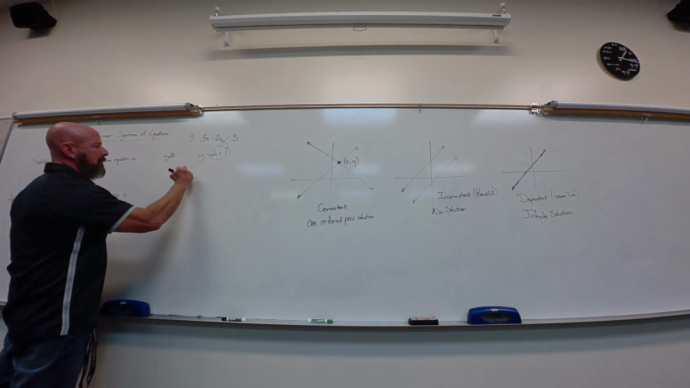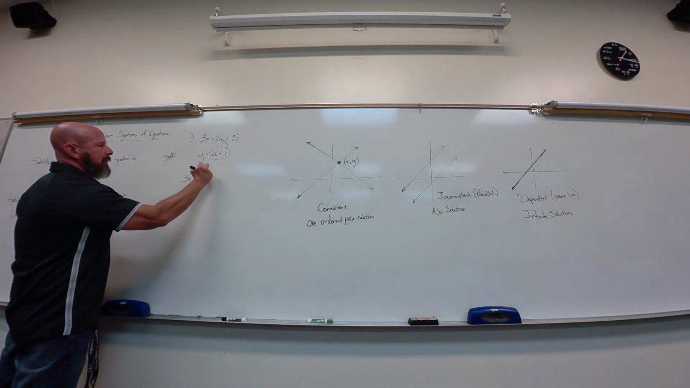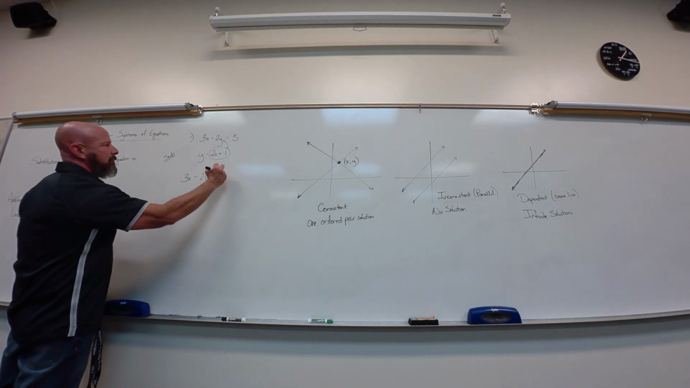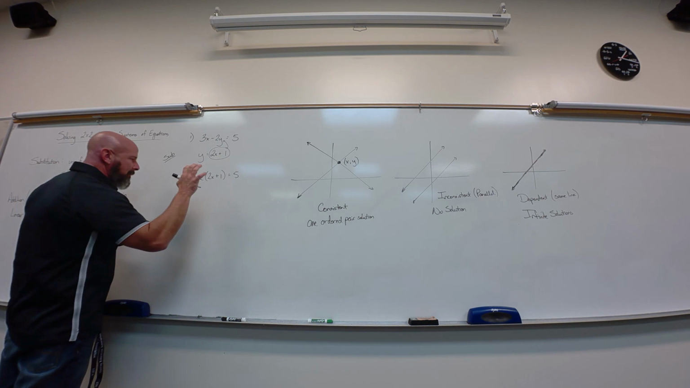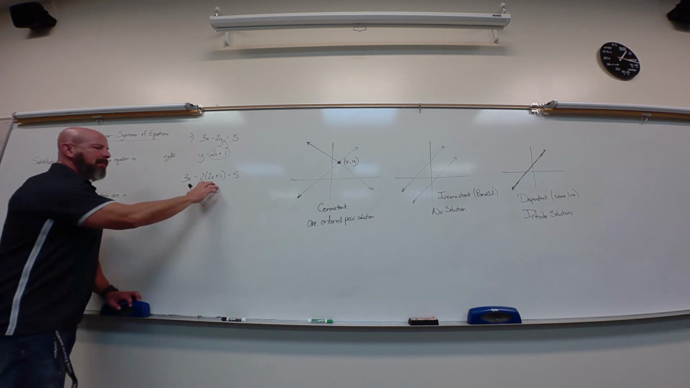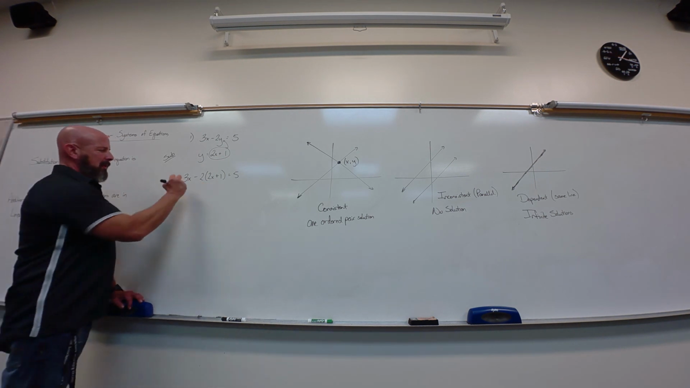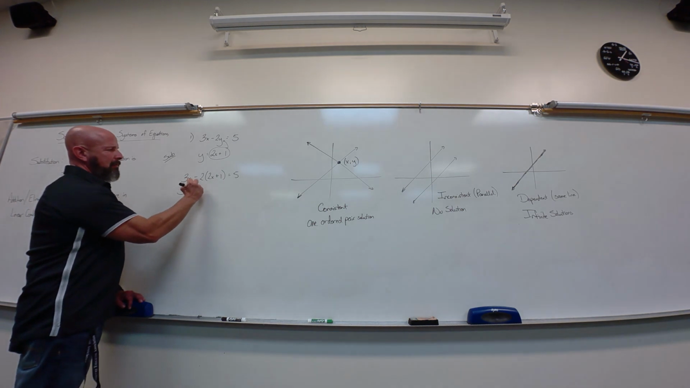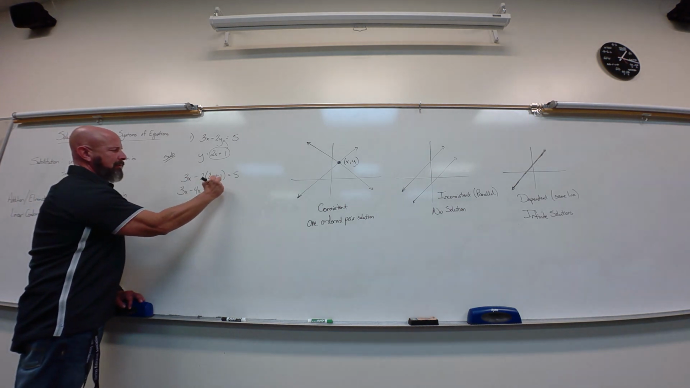When I do that, 3x minus 2 times 2x plus 1 is 5. The best part right here, I've solved equations before. I'm back to solving an equation. That one substitution step has put me back into something that I'm pretty comfortable with. Let's see, 3x minus 4x minus 2 is 5.